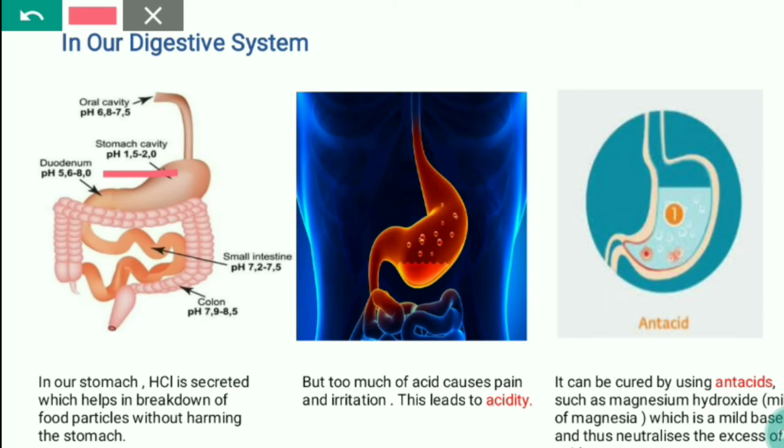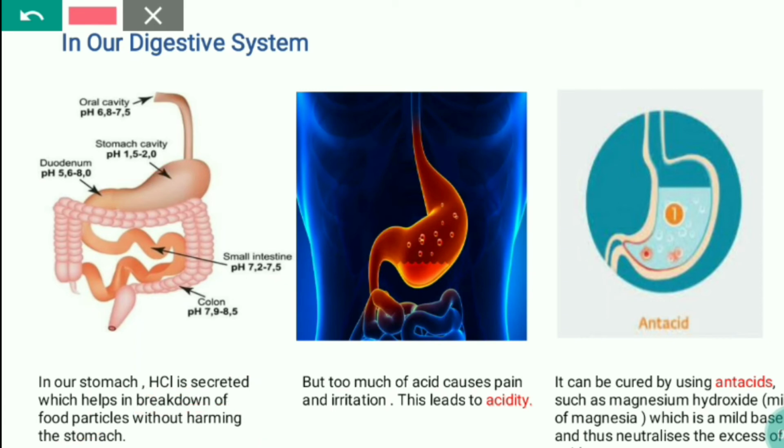If we talk about the pH of the small intestine, it varies from 7.2 to 7.5, and so the different digestive parts have different pH. Now, we all know that in our stomach, HCl is secreted, which is responsible for the breakdown of food particles without harming the stomach. It helps in the breakdown of food particles without harming the stomach.